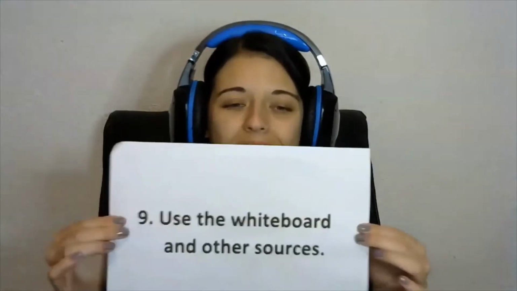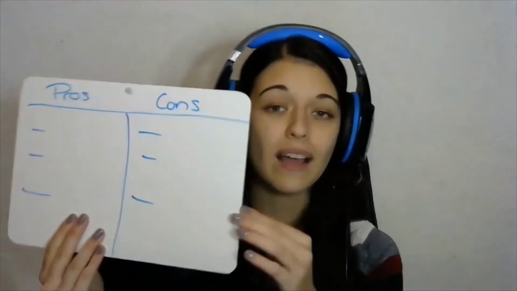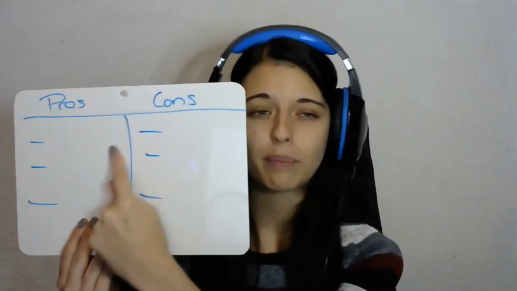Tip number 9. Use the whiteboard and other sources. Now, when you are using applications such as Zoom, it's a very nice application where we have a whiteboard. You can share your screen as well. Also, you could use a real life whiteboard. Maybe you want to talk about pros and cons. And this is a very good tool to show your students different forms of learning.